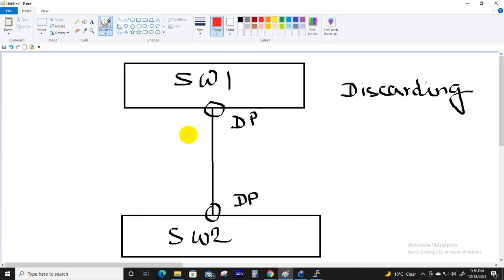Okay, both send proposal BPDU to each other. Proposal BPDU is nothing else, the proposal bit is on that BPDU. Clear? Yes, sir. And claiming itself as root switch. Switch 1 is claiming itself as root switch, and switch 2 is claiming itself as root switch.